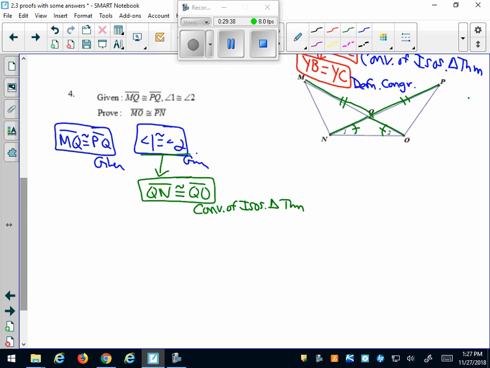Okay, what are we trying to prove? Trying to prove that MO, that whole thing, is congruent to PN. That whole thing. What do you think we need to involve here? If we have information about MQ and PQ and QN and QO, and we're trying to prove something about MO and PN, what do you think we need to do here? Yeah, the segment addition postulate.